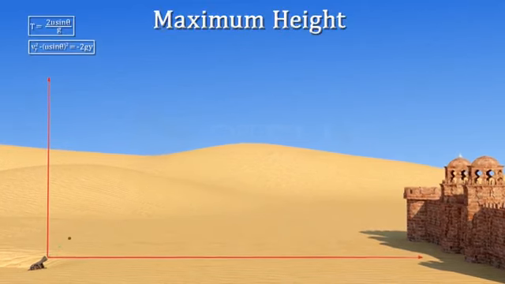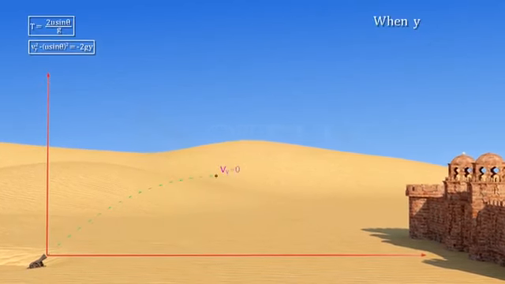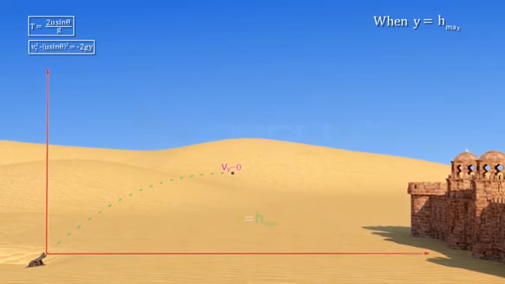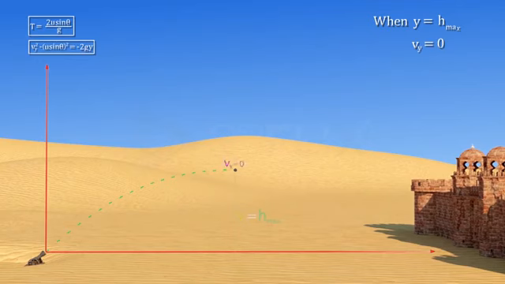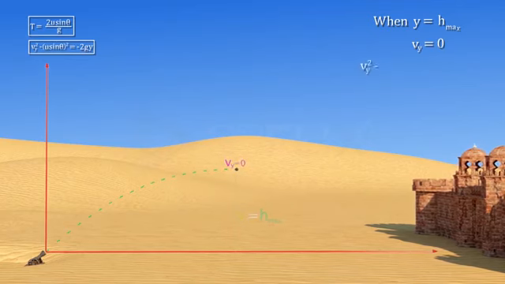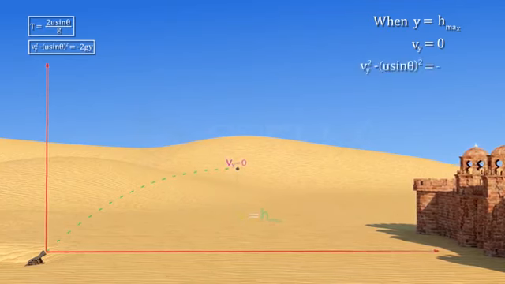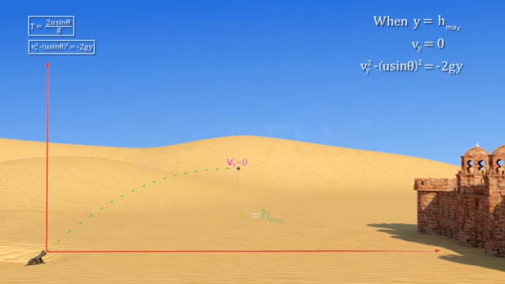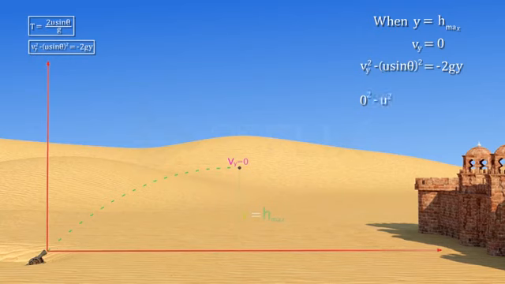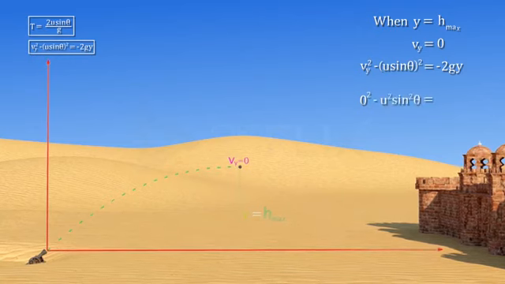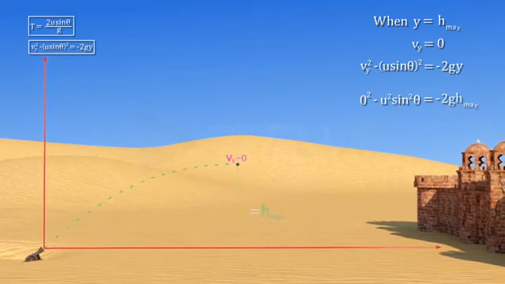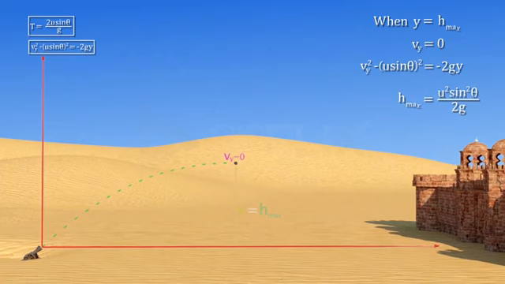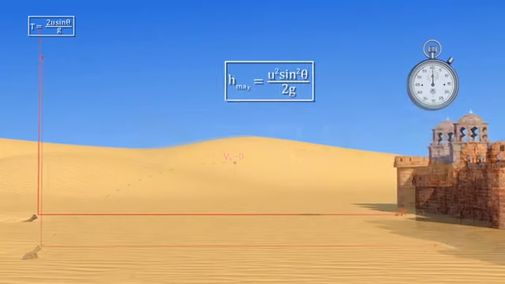Maximum height. When the projectile reaches its maximum height, h max, from the surface of the Earth, its vertical velocity vy becomes 0. By substituting vy equals 0 at y equals h max in the third equation of motion, 0 square minus u square sine square theta is equal to minus 2g h max. Thus, h max equals u square sine square theta by 2g.